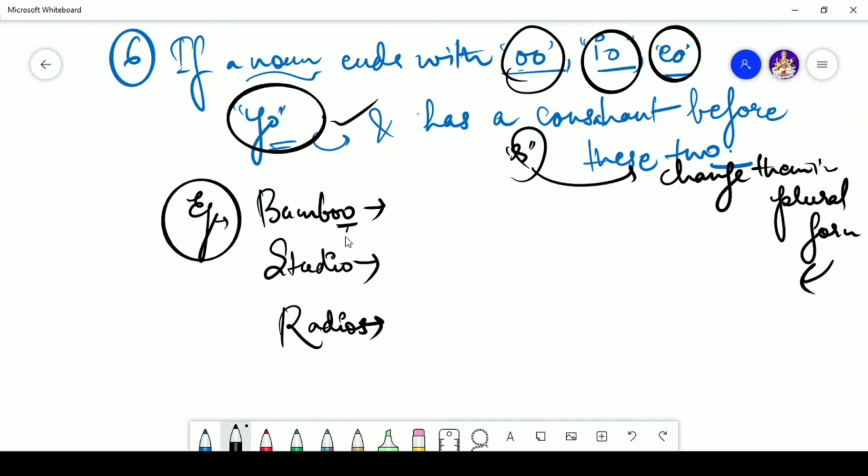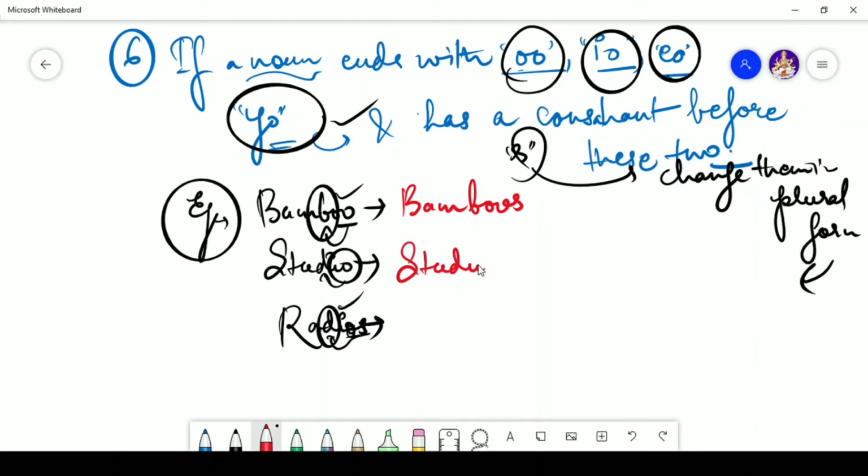Okay, because if you see, before double O it's B, that is consonant form. Before IO, it's D. Again, D is also present here. So all of these, B and D, are consonants. So what you need to do is just add S at the end of these nouns. It will be bamboos, studios, or radios. Okay, so these are the plural forms of these three nouns.